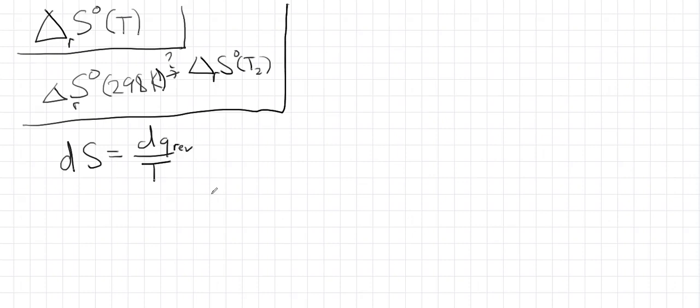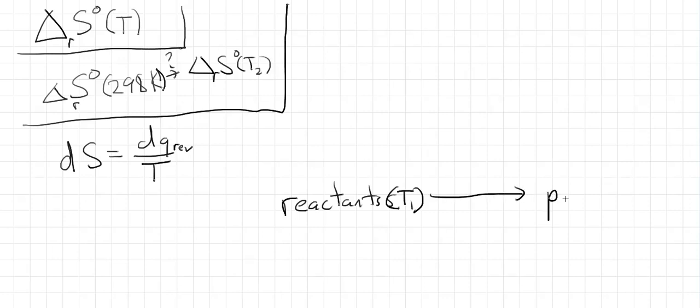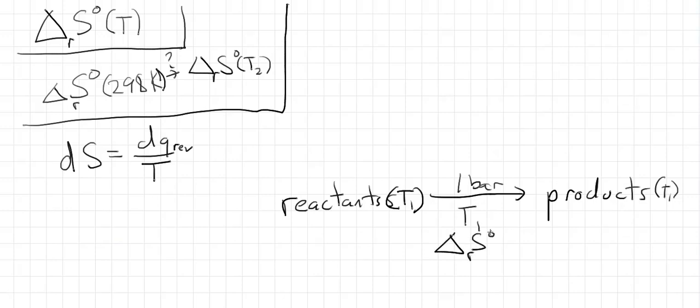Okay? So imagine what we do is we start off with our reactants. We'll just label them schematically as reactants. Let's go ahead and take the reactants at T1. And we already know that if we take those reactants at T1 and go to products, and we could imagine doing this at 1 bar, but we're doing it at T1, right? That's going to give us just delta S for the reaction at T1.